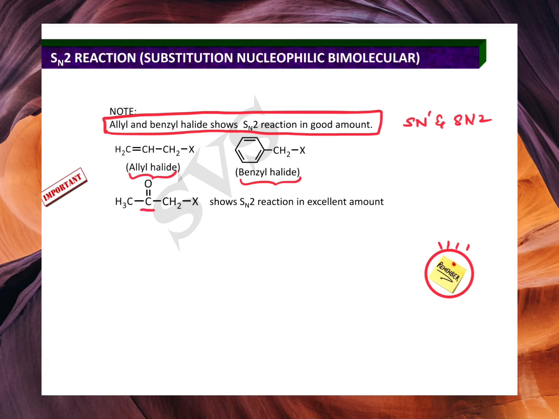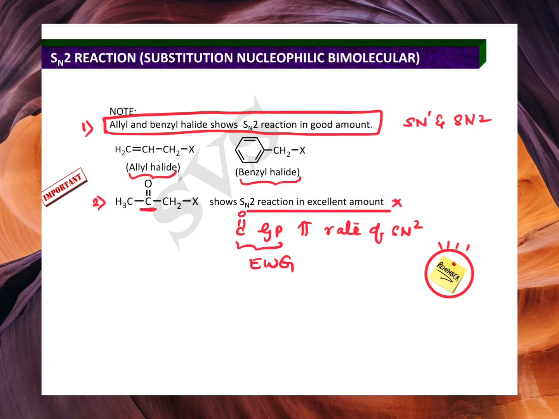Next, at the beta position, if a carbonyl group is there, it increases the rate of SN2, that is, an electron withdrawing group increases the rate of SN2. These 2 points are very, very important. The first point: allyl and benzyl will show both SN1 as well as SN2. The second important point: at the beta position, a carbonyl group will increase the rate of SN2.